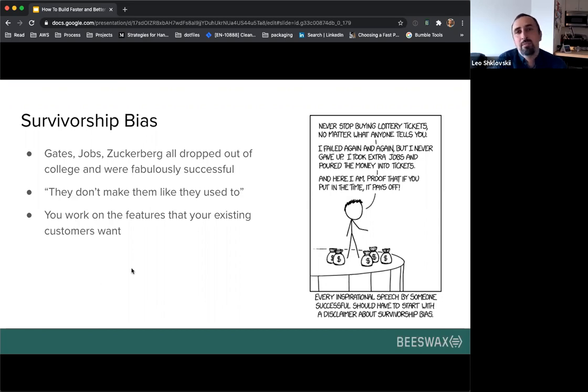And another one that's relevant to software engineering is that you work on the features that your existing customers want, whereas you're applying survivorship bias for the customers we have now. Now, obviously we want our customers to be successful and we want our future customers to be successful, but it's important to balance these and think about how we're distributing our work and how we're doing stuff to make ourselves more effective and move faster in terms of the projects we build.